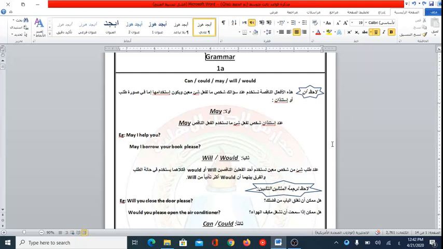Today we are going to have the grammar of lesson 1A, modal verbs: can, could, may, will, and would. All of these verbs are called modal verbs, أفعال ناقصة. هذه الأفعال الناقصة تستخدم عند السؤال كشخص ما لفعل شيء معين، ويكون استخدامها إما في صورة طلب أو استئذان. So we use these modal verbs when we want someone to do something, as a command or as a request.